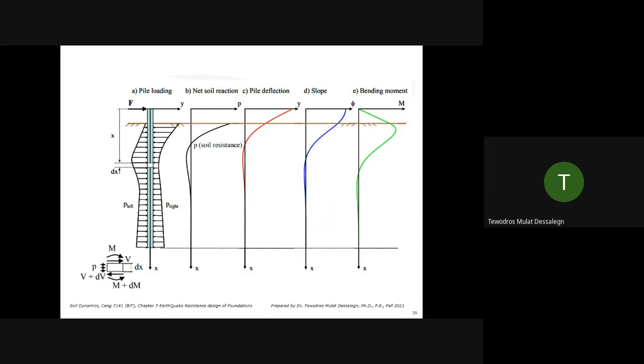So for pile loading, you can have pile lateral loading. It's complicated. You can have soil springs representing the soil or the lateral pressure, and you can get net soil reaction and pile deflection with depth. You can estimate the slope and bending moment at any point. Bending moment is zero at the top, right? If you don't have any moment applied, that's zero.